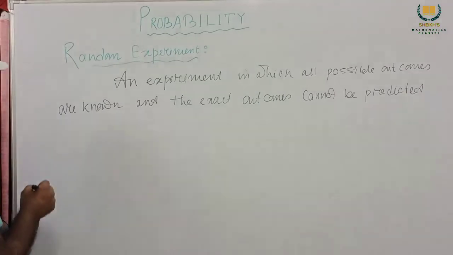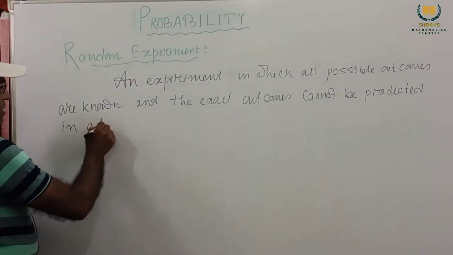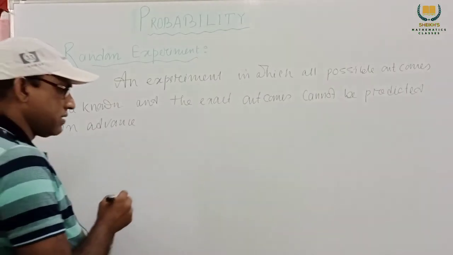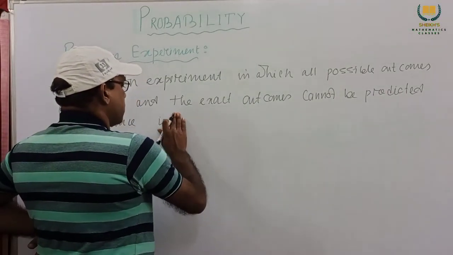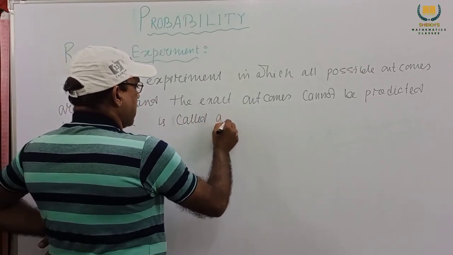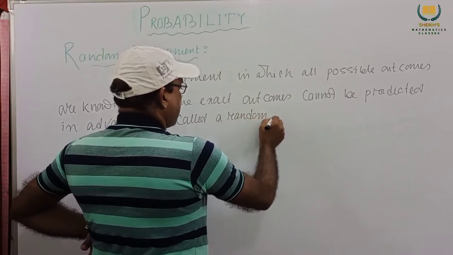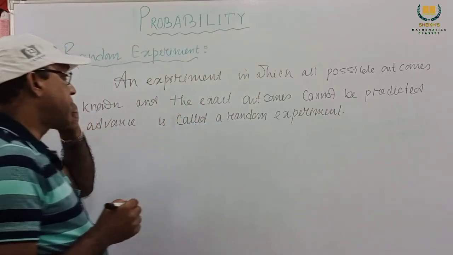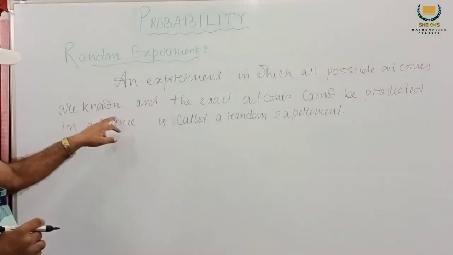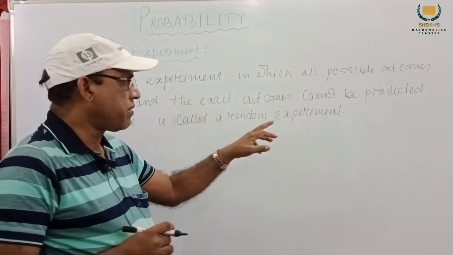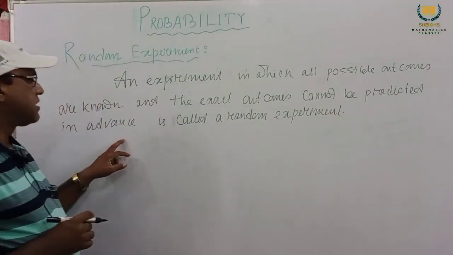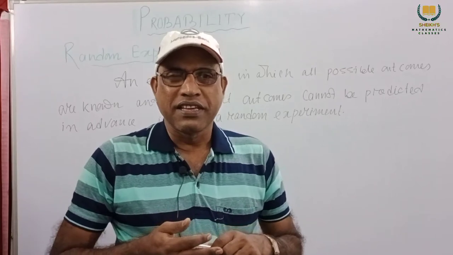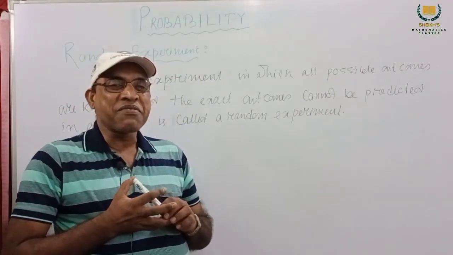Cannot be predicted in advance is called a random experiment. An experiment in which all possible outcomes are known and the exact outcome cannot be predicted in advance is called a random experiment. We know the whole family members, but we can't determine in advance. So this is called a random experiment.